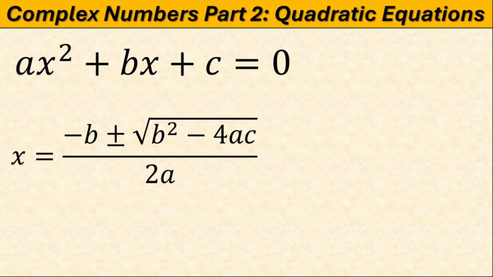To find the roots of a quadratic equation, you must set it equal to 0 and then solve for x. To do this, we need the help of the quadratic formula, shown here. If you'd like to see me prove the quadratic formula, check out my video for it linked in the description. In the quadratic formula, the b squared minus 4ac term is called the discriminant. Because it is under the square root, the value of the discriminant is very important.